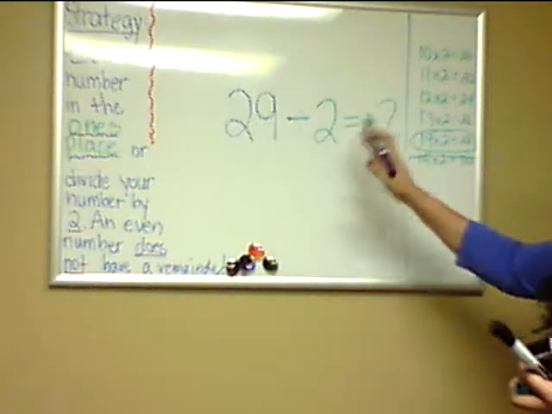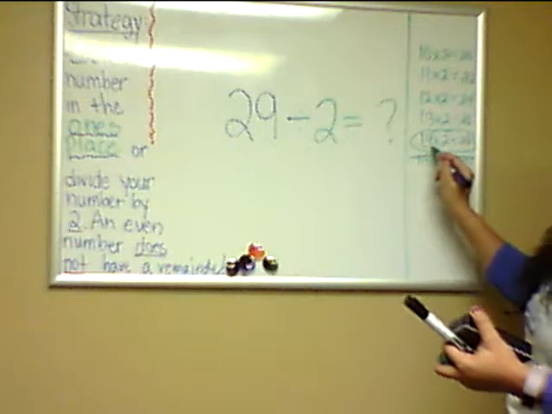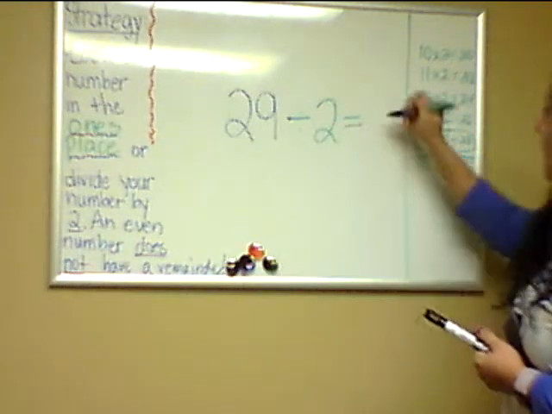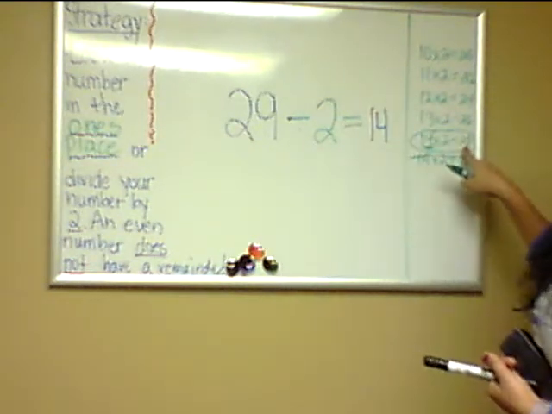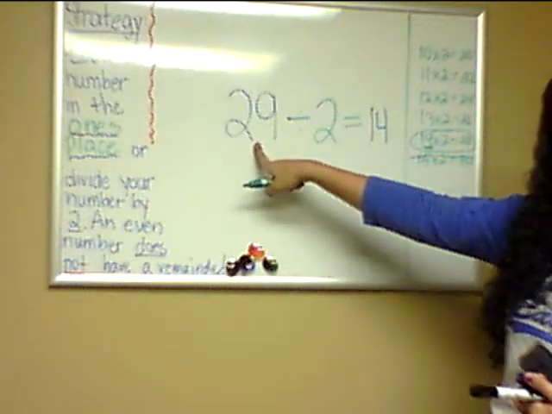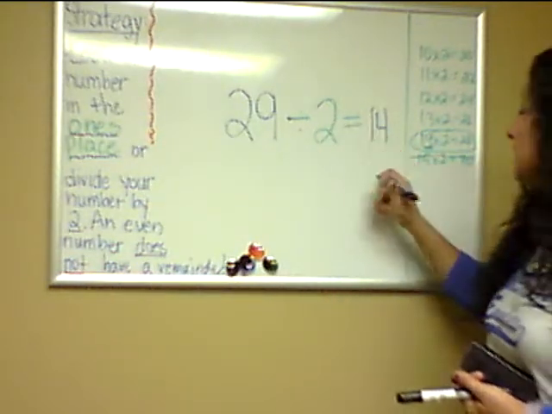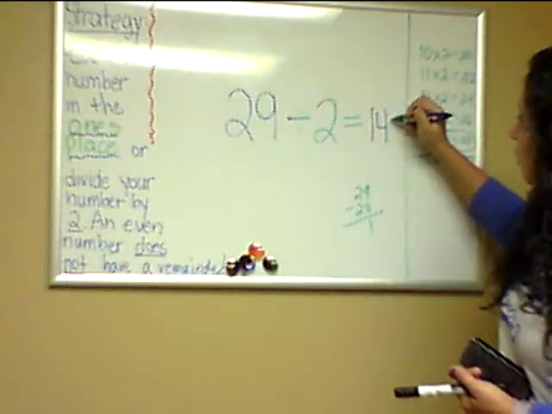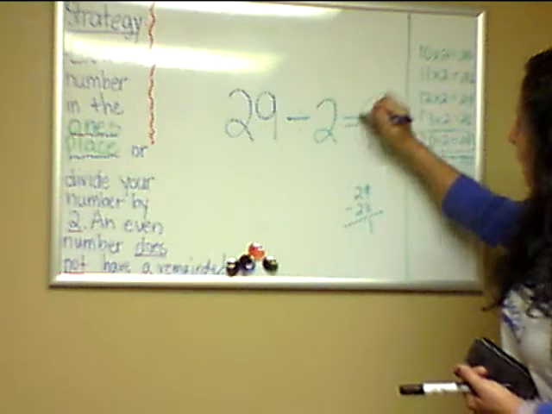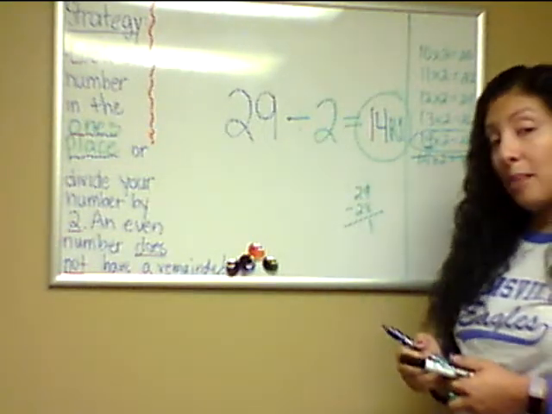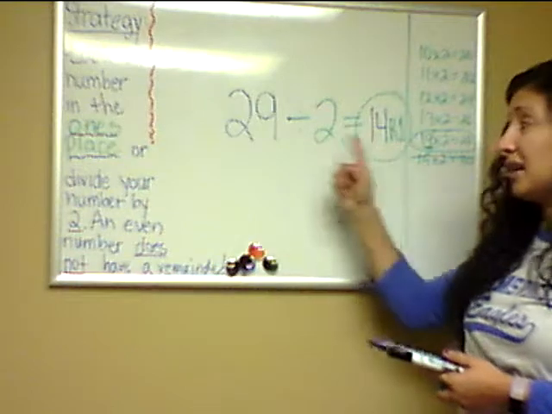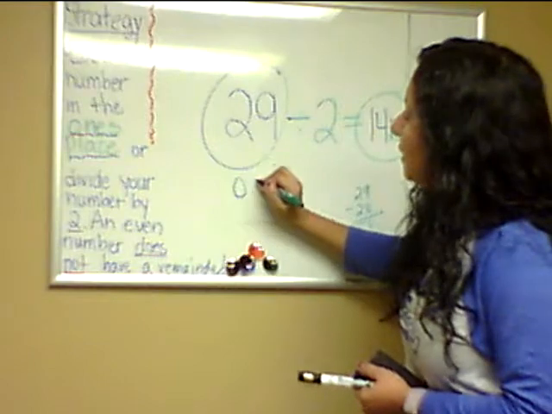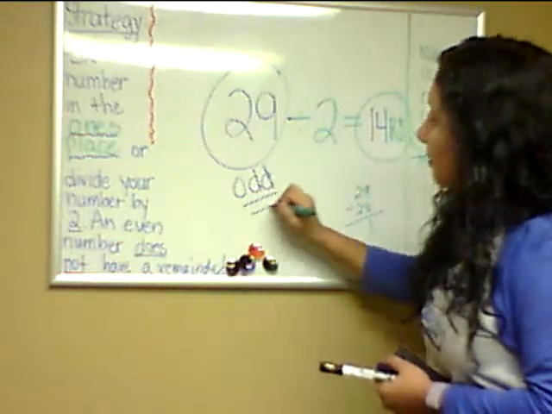So 29 divided by 2 is 14. But that gave us 28, and we need to get to 29. So we have a remainder of 1. So our answer is 14 remainder 1. So remember, our strategy said if we have a remainder, it's an odd number. So the number 29 happens to be an odd number.